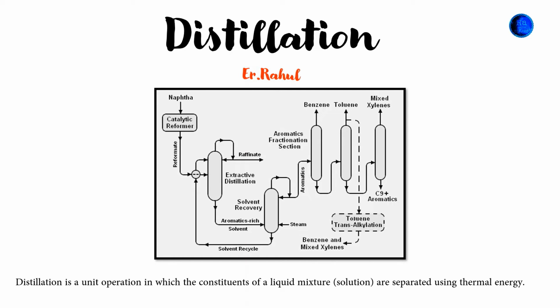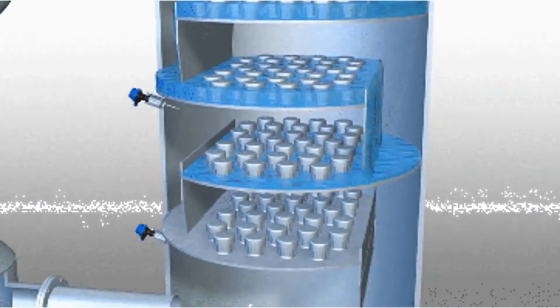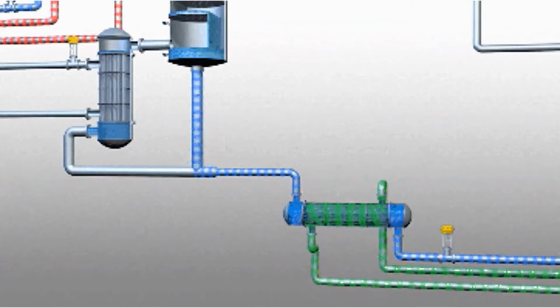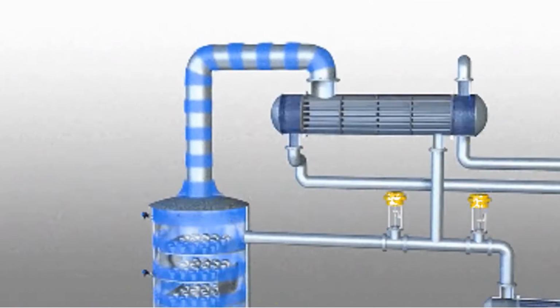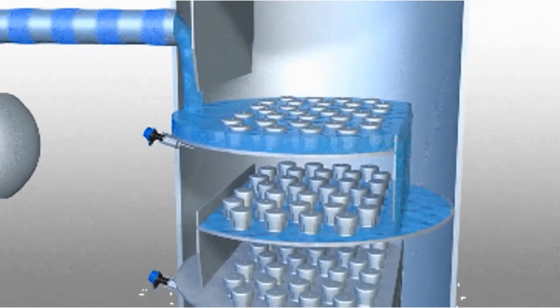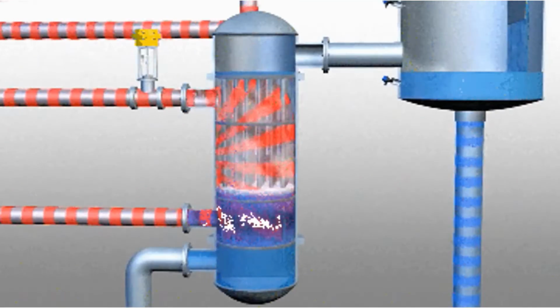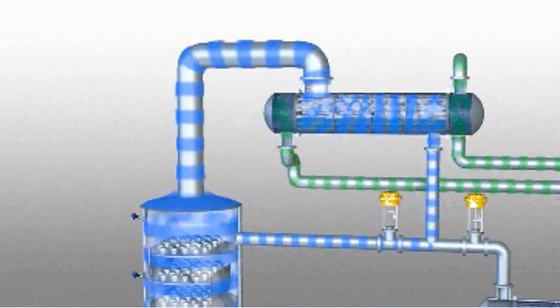Distillation is a unit operation in which the constituents of a liquid mixture are separated using thermal energy. Basically, the difference in vapor pressures of different constituents at the same temperature is responsible for such a separation. The unit operation is also termed fractional distillation. Here, this flow diagram is all about the distillation process.